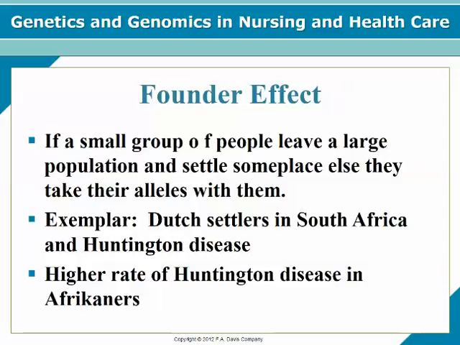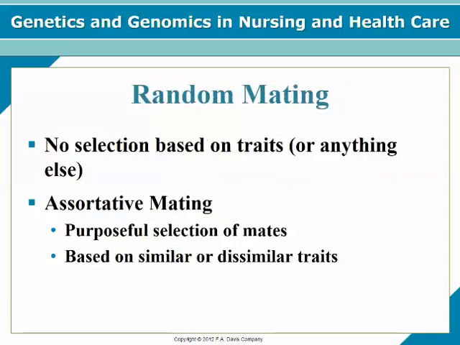The small population are the main people who populate the area, so it would make sense that they would have the alleles. Random mating means no selection based on traits or anything else. Assortative mating is purposeful selection of mates based on similar or dissimilar traits. I like to think that's kind of what the human population does.